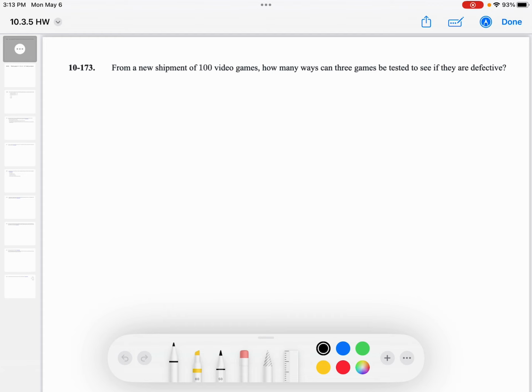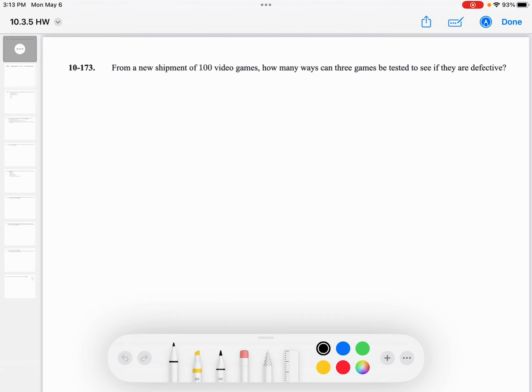Okay, in section 10.3.5, review and preview problems. Problem 173. From a new shipment of 100 video games, how many ways can 3 games be tested to see if they are defective? Okay, so there's 2 different ways I could think to solve this problem.